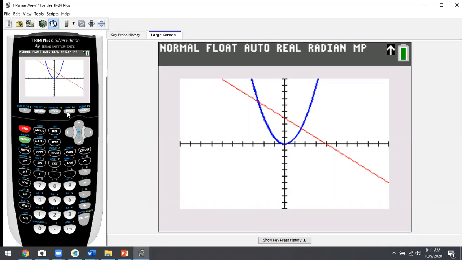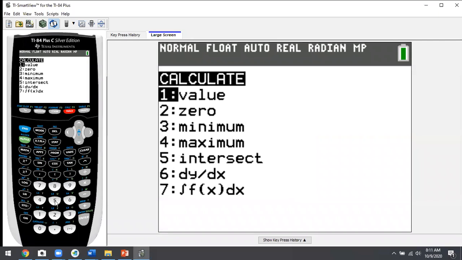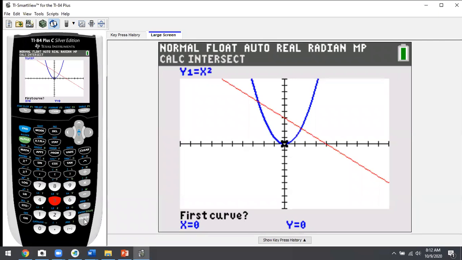So second calc again. Intersect again. First curve, just hit enter. Second curve, just hit enter. Now the guess does matter on this one because there's 2 answers, right? So somebody take the left, I'll take the right. I'm going to go close to where they cross on the right. I'm going to get an answer. Somebody move your cursor closer to where they cross over here on the left.